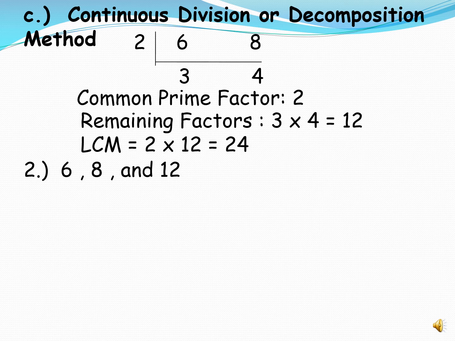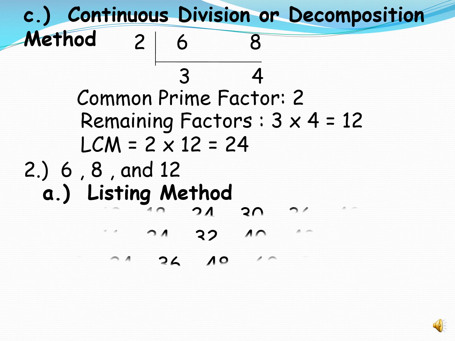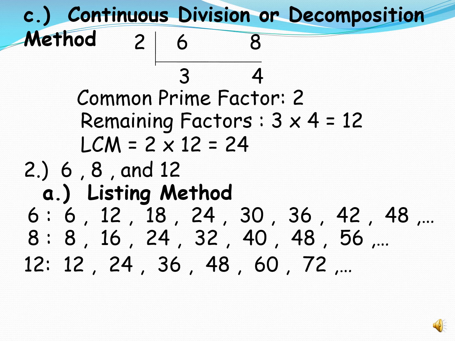Number 2 example, we have 6, 8, and 12. Using the listing method, we have multiples of 6, we have 6, 12, 18, 24, 30, 36, 42, 48, and so on with the multiples of 6.